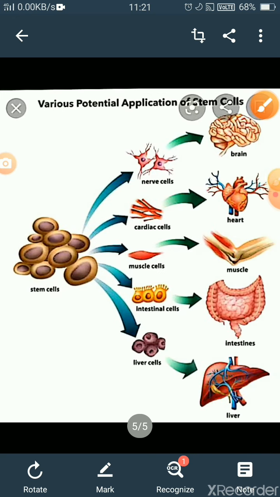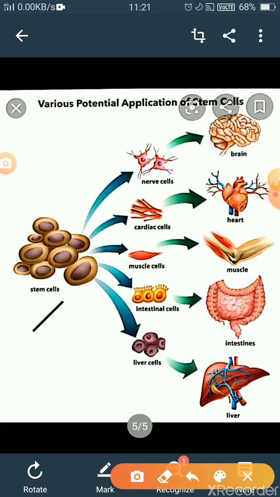As you can see in this picture, nervous cells are present in our brain. Yes, because of nerve cells, the eyes, nose, and each and every part are connected with each other. Next are cardiac cells, which are present in our heart. They do continuous, rhythmic contraction and relaxation. Next are muscle cells, which are present in our muscles, hand muscles and bone muscles.